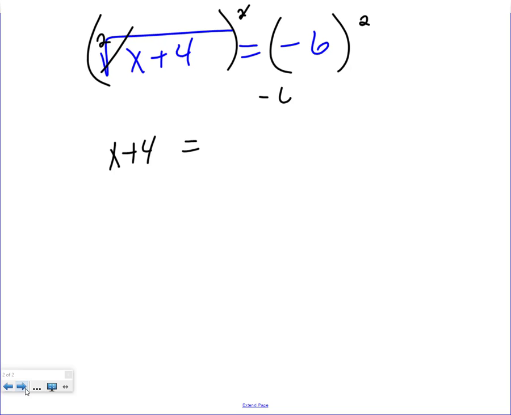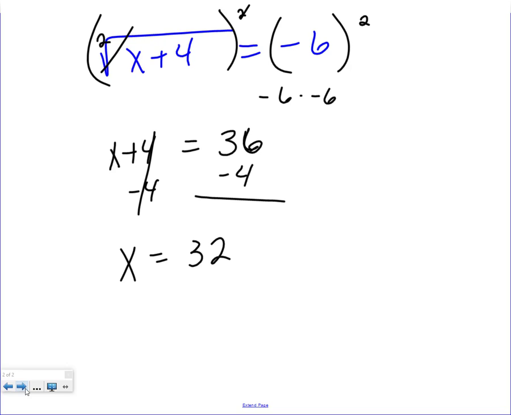On the right side, I have negative 6 times negative 6. Two negatives make a positive, and 6 times 6 gives me 36. I need to move the numbers away from the letter to solve, so I do the opposite of what I have. I subtract 4 from both sides, and I find x equals 32.